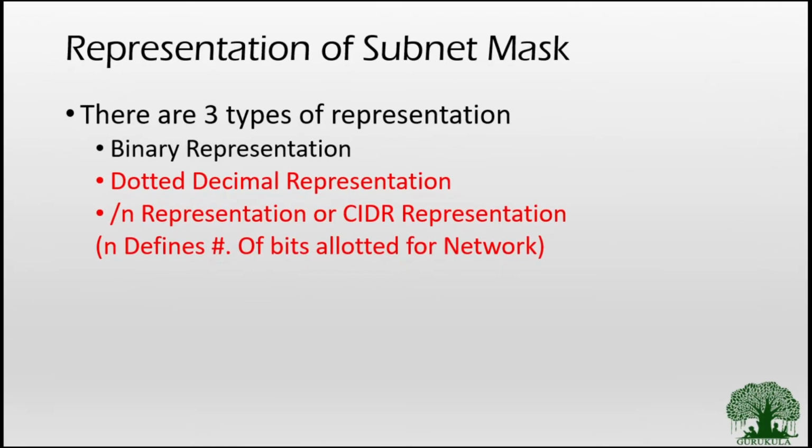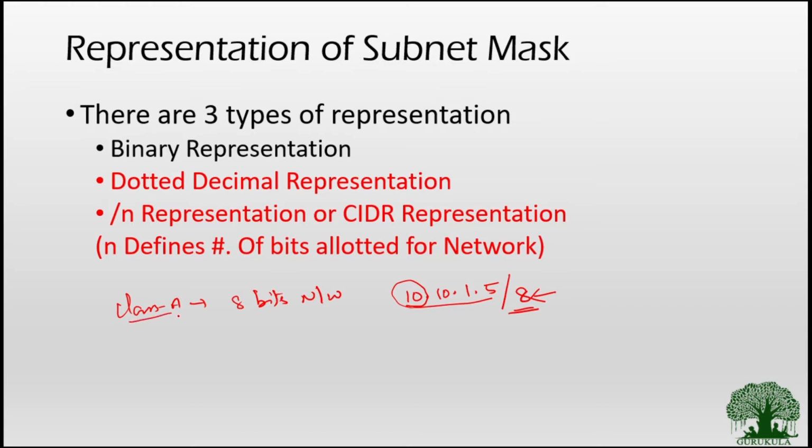Another representation is /n representation, where n represents the number of bits allocated for a network. Let's take an example: if it is class A, 8 bits will be allocated for network bits. So I can write any class A address like this, 10.10.1.5/8. So this /8 represents that 8 bits out of this 32-bit address are allocated to represent a network.